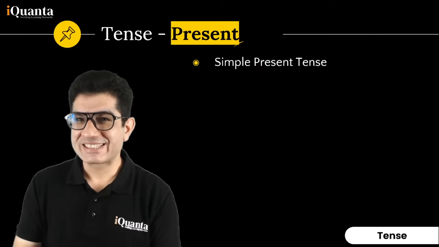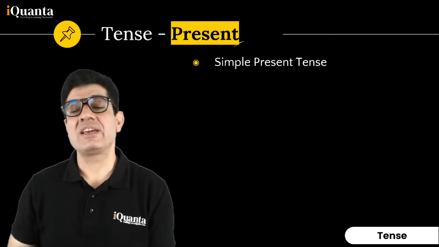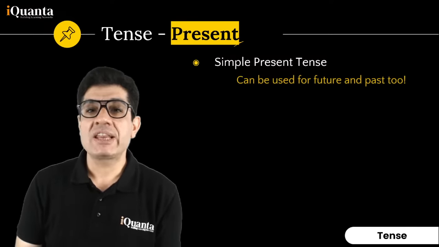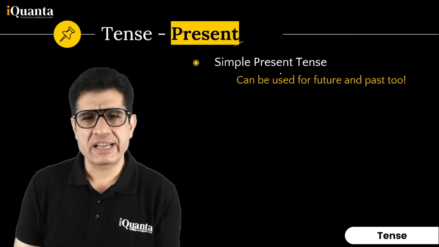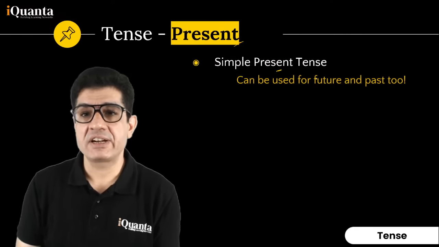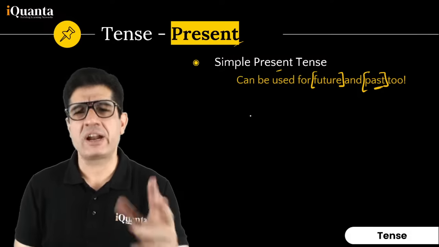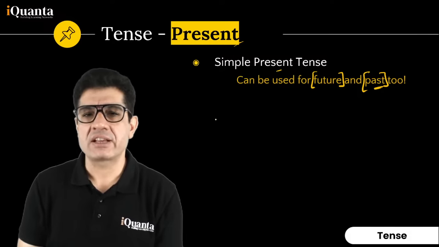What else? Okay, so here are two things that you may not be aware of, and they are here. You can actually use simple present tense, that is the present indefinite tense, to talk about future and to talk about past as well. So when do you do that? For example, have a look at this sentence.